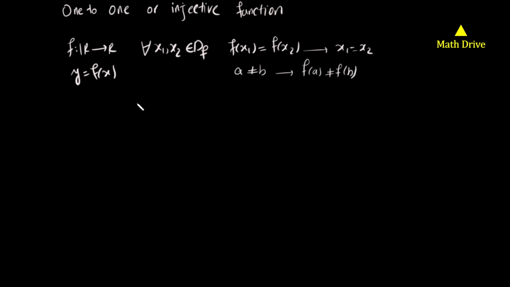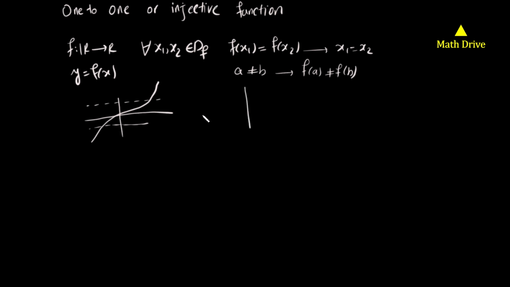If we take a look at the graph of a one-to-one function, so this is a one-to-one function. If we take each of x1 and x2, we can say if x1 is not equal to x2, f(a) is not equal to f(b). Basically, if we draw a horizontal line, it only crosses the graph of the function once.